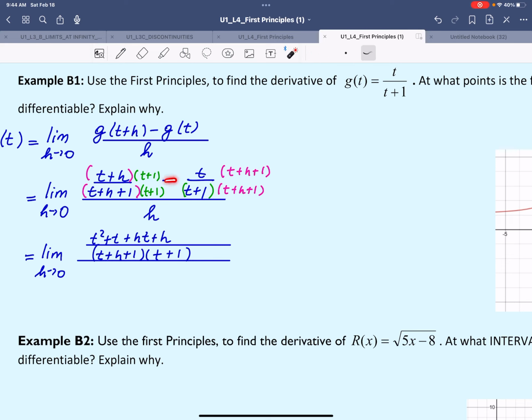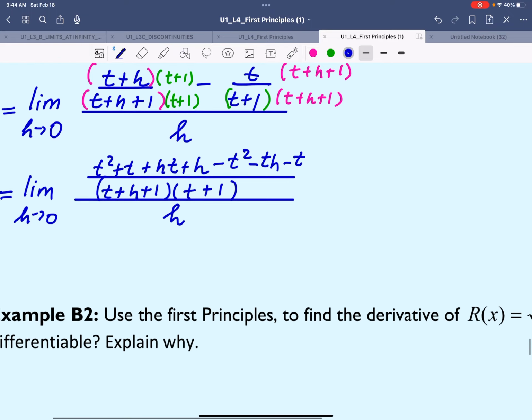Next, we have minus t, multiplying every term inside the brackets. Attach the negative sign to the numerator. It makes it easier to simplify. So that would be negative t squared, so minus t squared, and then minus t times h, minus th, and then minus t times 1 is minus t. Denominator h.